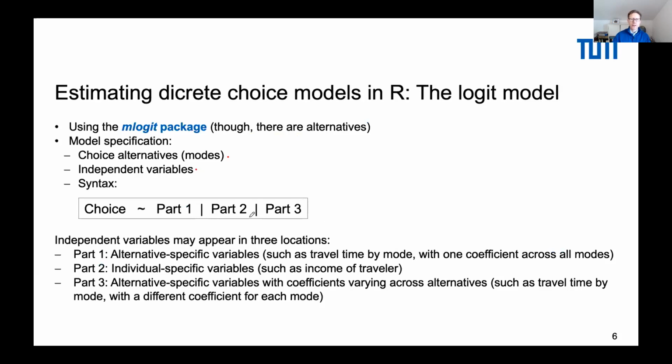And then we also have part two here, which was not shown on the previous slide. Part two would be something that refers to the decision maker, such as the income of the traveler, the age of the traveler, whether the traveler has a disability or not, whether the traveler has access to a car or not, whether the traveler owns a bike or not, whether the traveler has a driver's license or not. So these are independent variables that refer to the decision maker, and those go here into part two. We're going to play with this in a minute, and then I think it will become very obvious.